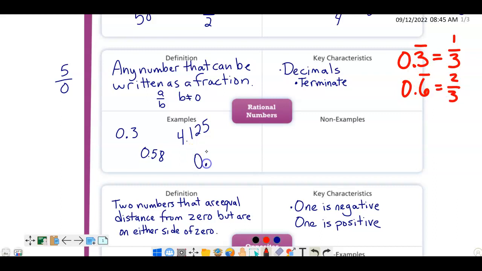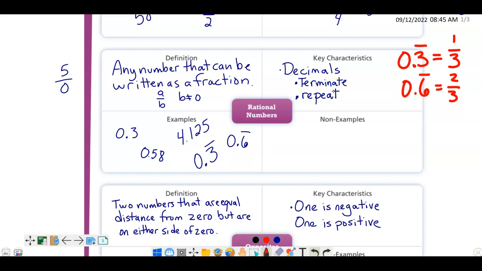So a repeating decimal, any decimal that repeats, it has that little repeat sign, those are all rational numbers. Any decimals that repeat are rational numbers. Decimals that terminate and decimals that repeat are all rational numbers.